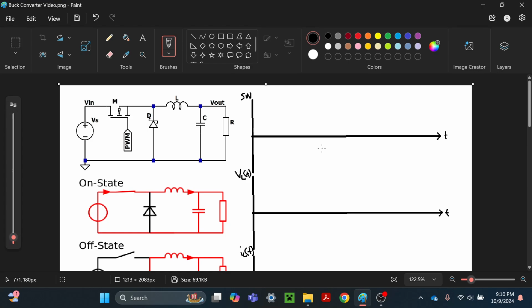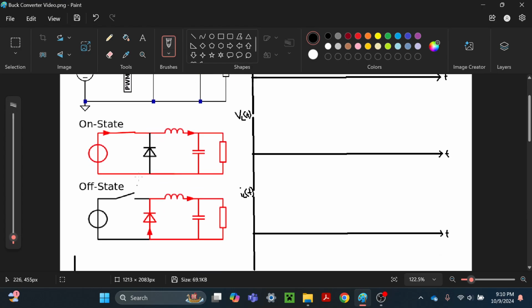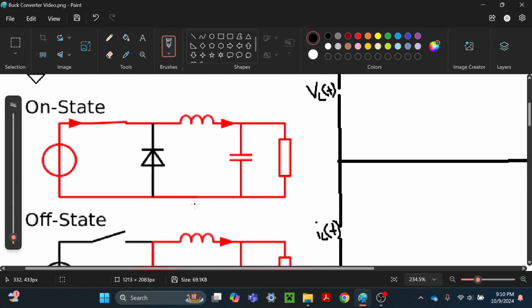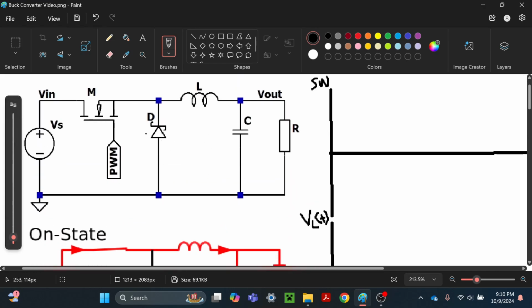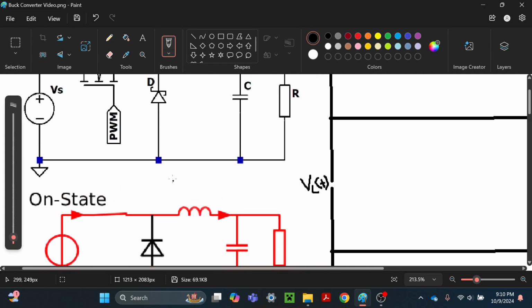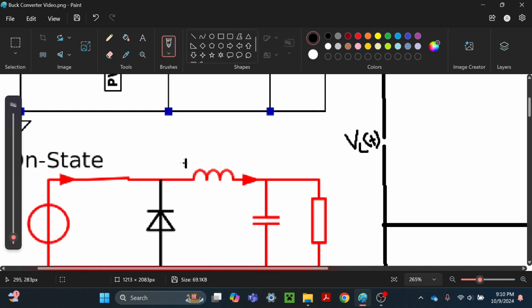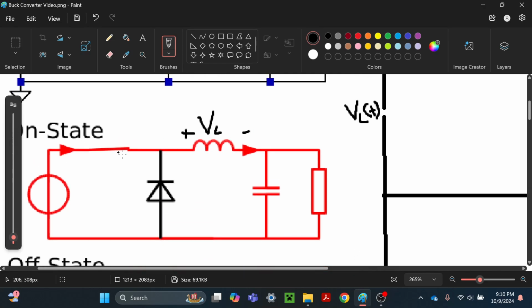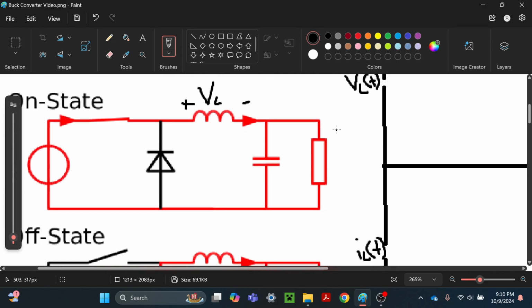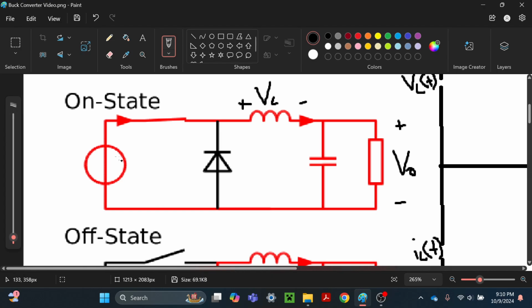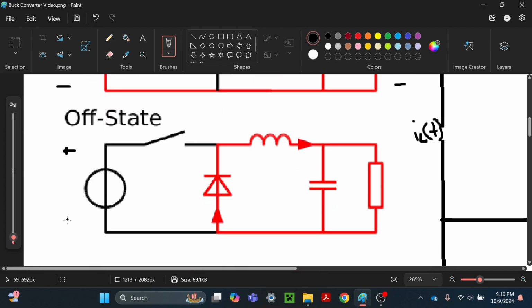So first I'm going to start off by defining some of these components. So this is the basic structure of the buck converter, and I'm going to start off by defining this as VL and this as V out, and this is V in. Do the same for the off state.